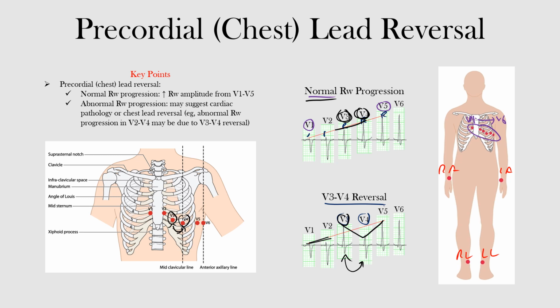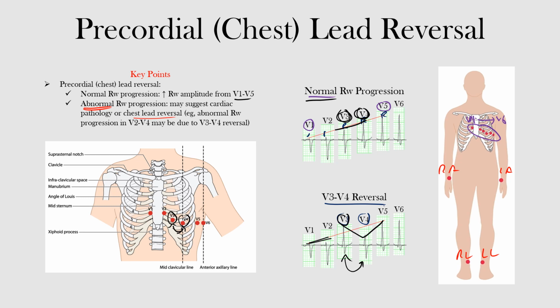All right, let's review what we discussed before we end here. With precordial or chest lead reversal, what we're looking for is an abnormal R wave progression. Remember, normal R wave progression is when the R wave amplitude progressively increases from leads V1 to V5. With this chest lead reversal, we're looking for abnormal R wave progression. It may suggest underlying cardiac pathology, or in this case, precordial lead reversal. Again, abnormal R wave progression.